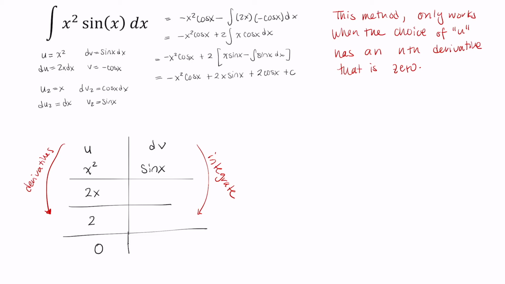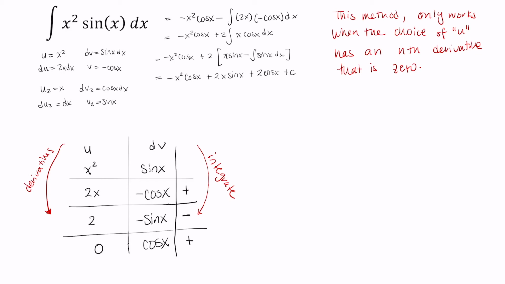The integral of sine x is negative cosine x. The integral of negative cosine is negative sine x. And the integral of negative sine is cosine x. Now there is one last thing to do on my table, and I'm out of space, so let me just do this right here. I'm going to put a plus sign first, then a minus, then a plus.